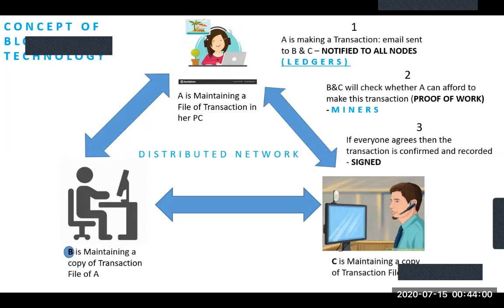While receiving this information, B and C will check whether A can really afford to make this transaction. They will play the role of miners and will check her affordability to make the transaction with various mathematics and logic. This is called proof of work. Once they establish the logic, they will share it within the network so that a consensus can be reached. If all of them agree to allow her to make the transaction, it means the consensus has been reached, and the lady can make the transaction.